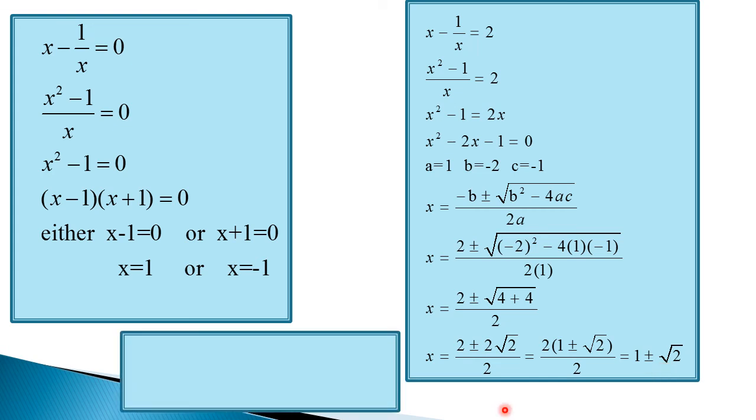Now students, in the end our final solution set of the equation is minus 1, 1 and 1 plus minus under the root 2.